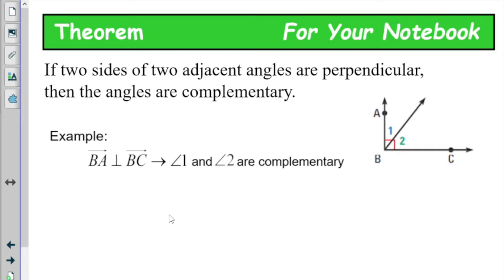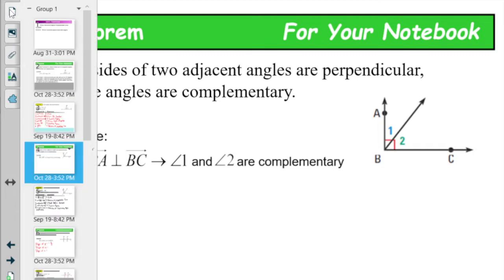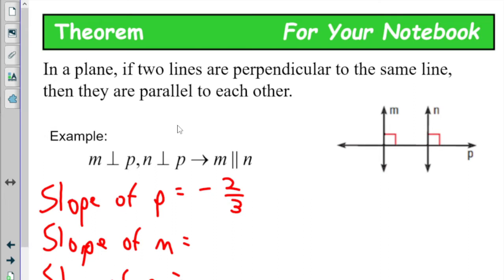So again, that has a proof. I'm not going to go through it in detail. Here's the one I am going to go through in detail. This is the one that might be relatively new to you. In a plane, if two lines are perpendicular to the same line, then they are parallel to each other. If two lines are perpendicular to the same line, then they're parallel to each other. So if I'm not told anything about M and N, I can still conclude that they're parallel because they're both perpendicular to line P.